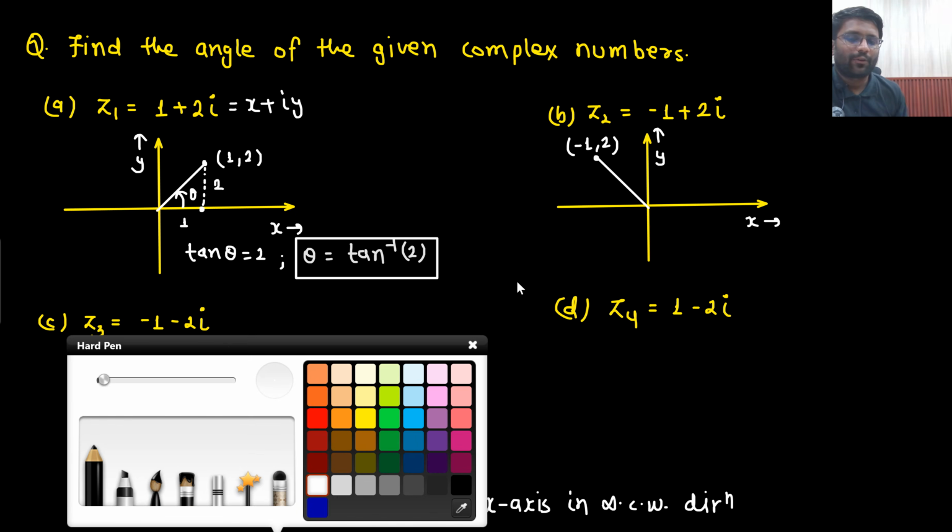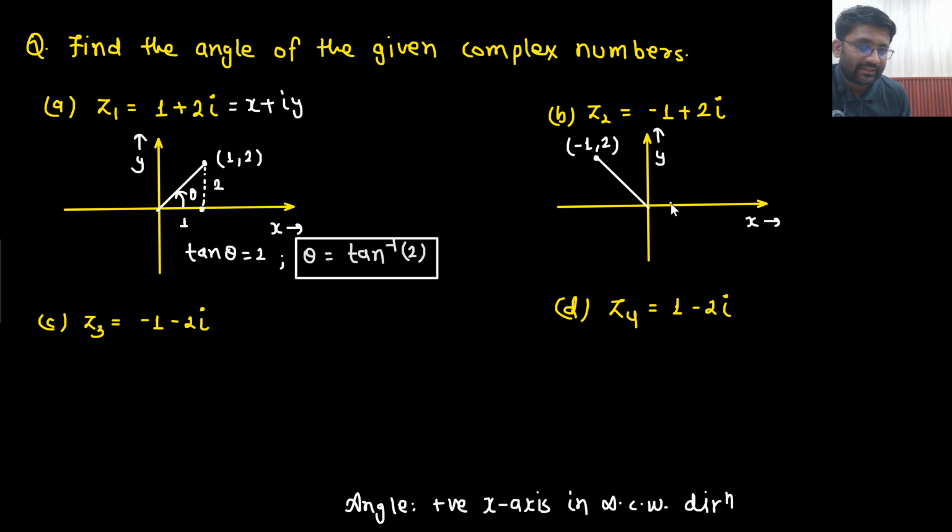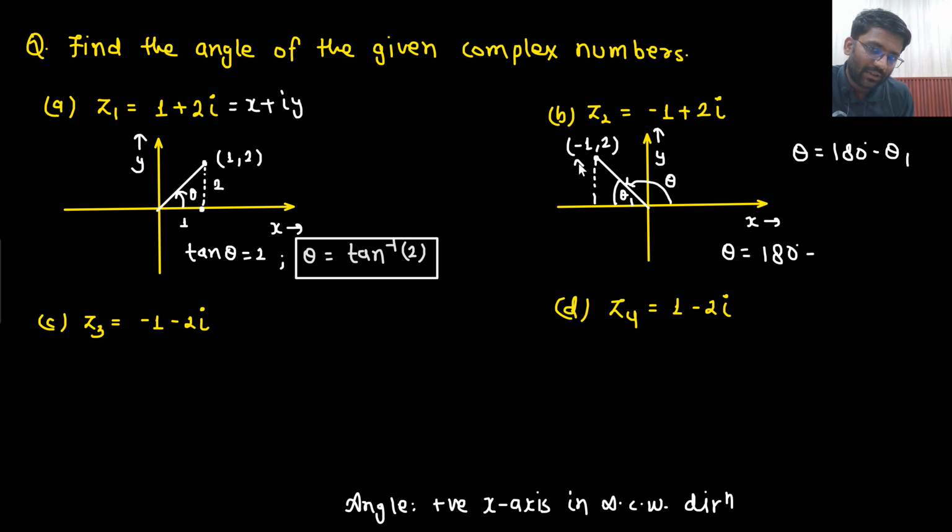Angle is always measured from the positive x-axis in the anti-clockwise direction. So this angle theta I need to find out. What I will do is find out this theta 1 and subtract it from 180. Basically, theta will be nothing but 180 minus theta 1. So this length is 2 and this length is 1. So the angle is 180 degrees minus tan inverse 2.